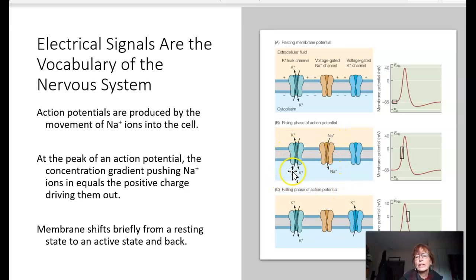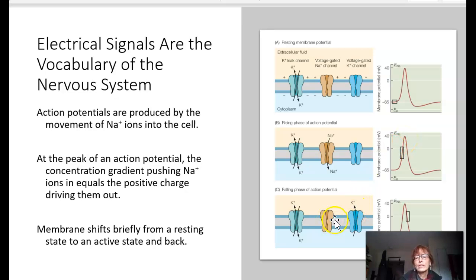We still have an exchange on the leak channel of potassium, but the voltage-gated potassium channel is closed. If enough sodium comes in, then we're going to get a full-blown action potential. So we hit threshold, we get the action potential.